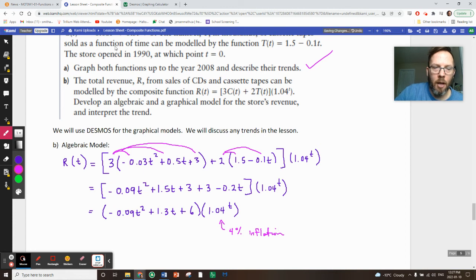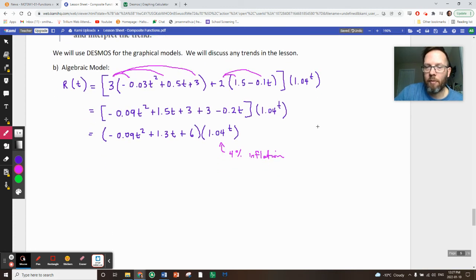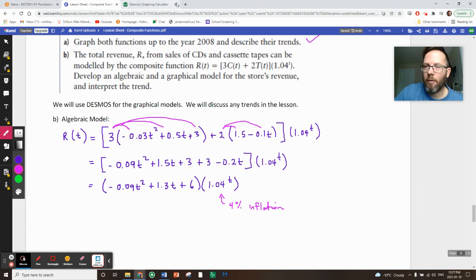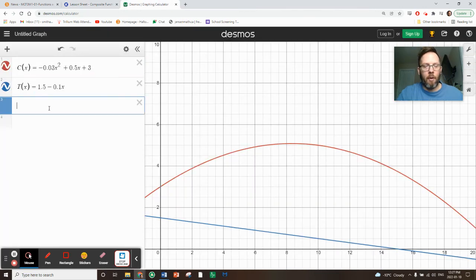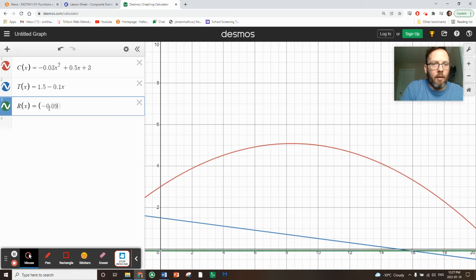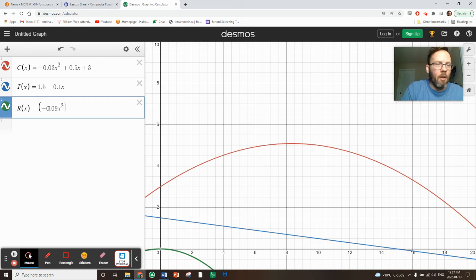All right, let's sketch this guy and just talk about any trends we see, and then we can call the lesson complete. So there's 2 ways that we can sketch this function, and I'm going to show both ways. The first way we could do this is by actually just sketching our simplified function. So we found that this revenue function was negative 0.09, and we're using x instead of little t, plus 1.3 times x.